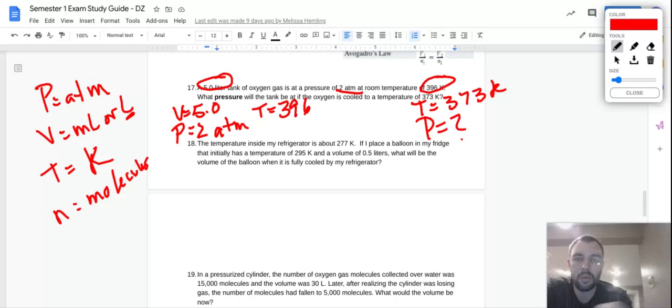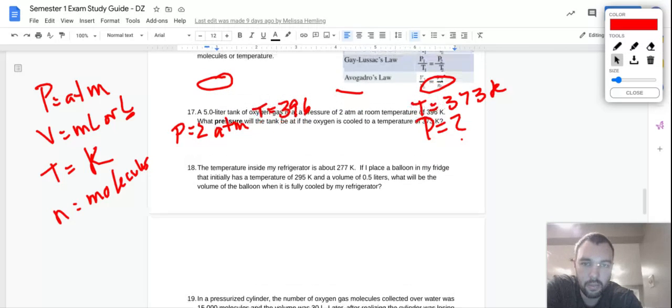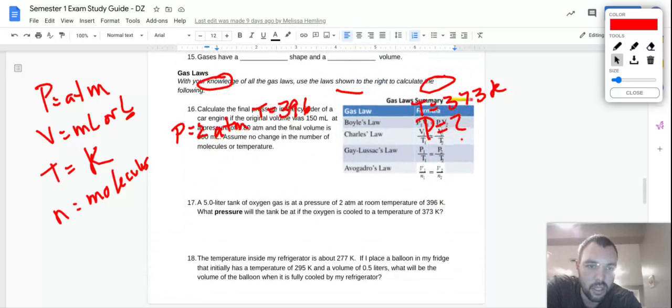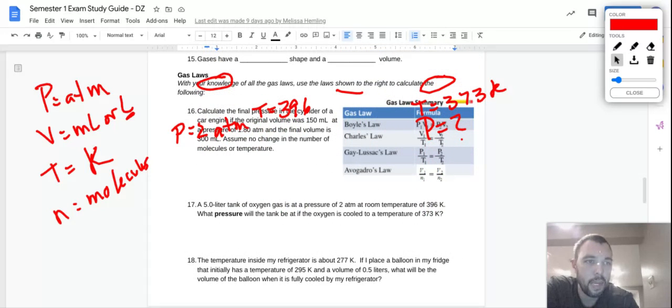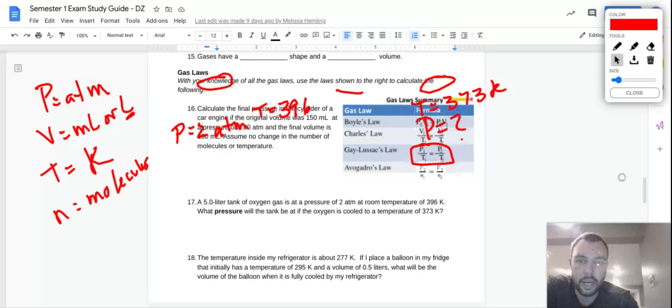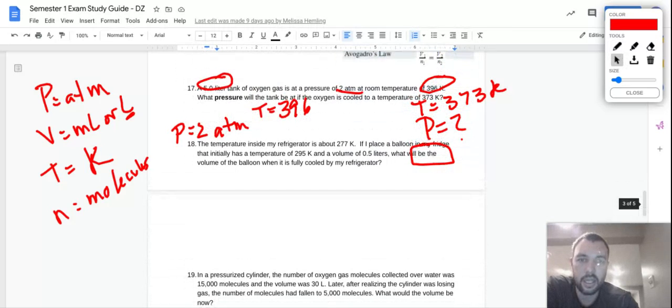Okay, so we only have one volume, so that must have been just extra information, because we can't find anything with only one volume, and we're not looking for a volume. So I'm going to erase that and rewrite everything. Let me go back to the laws. We have pressure and temperature, which gives us Gay-Lussac's law, P over T. On the left, it's the ones; on the right, it's the twos. So I'm going to rewrite my information that way.